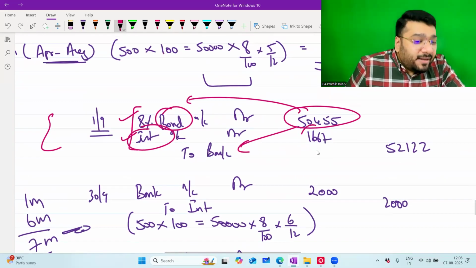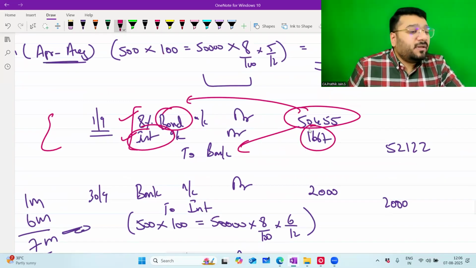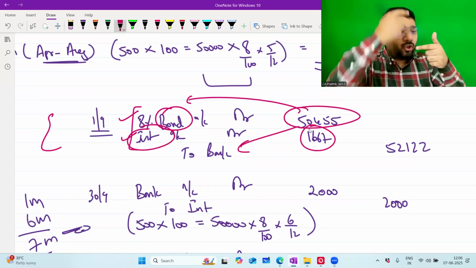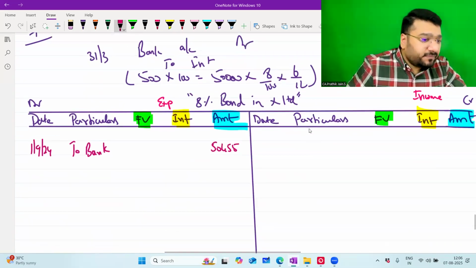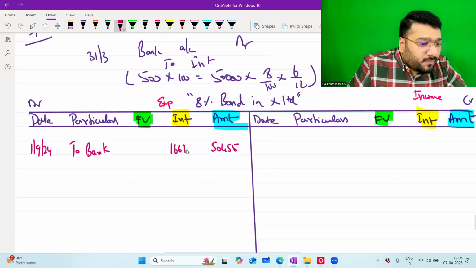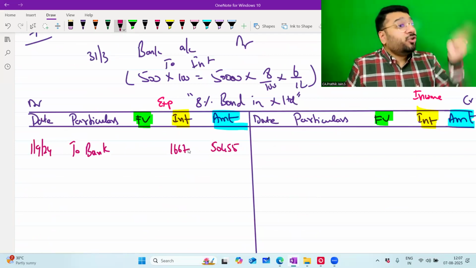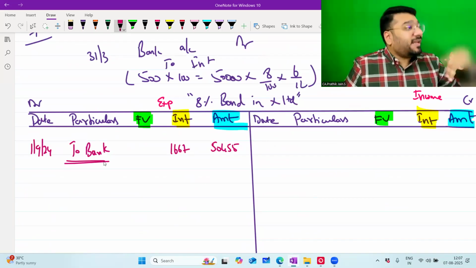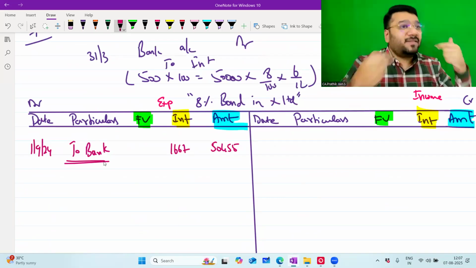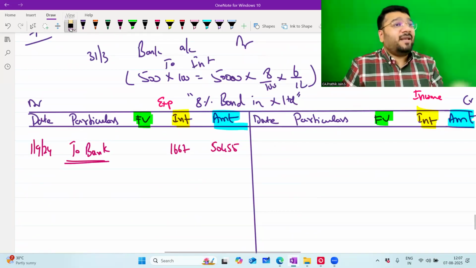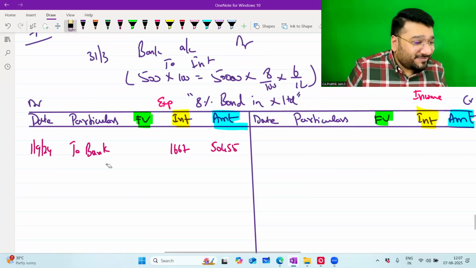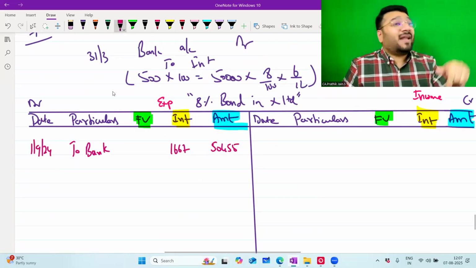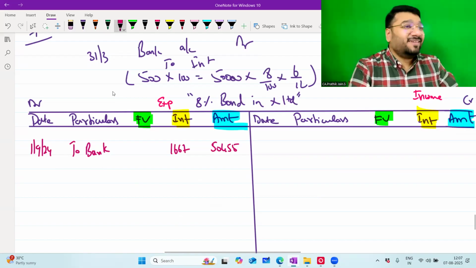Plus you have to pay interest to the party Sham. In the interest column, to bank 1667. Imagine had you written two separate ledgers, you would write "to bank" one more time. Here you wrote it just once, saving time. That is the purpose of combining the ledger.